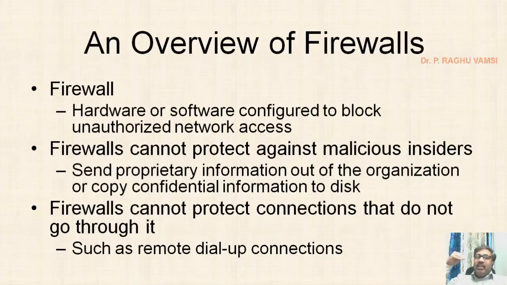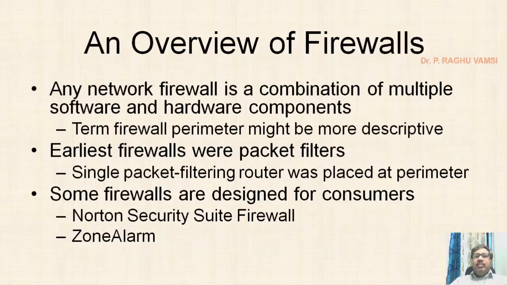Any traffic that passes through the firewall will be detected by the firewall rules. But connections like remote dial-up connections, which are basically circuit switched, will not be detected by the firewalls. So these are a few limitations of firewalls. Any network firewall is a combination of multiple software and hardware components. It is also called the firewall perimeter. That means the architecture or configuration combining both the hardware and software parts is said to be the firewall perimeter. This is a terminology used in the entire discussion.